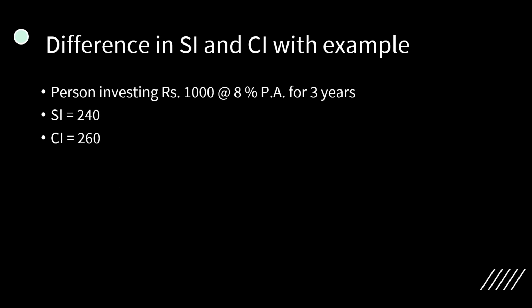If we do some examples, here I had quoted an example that a person invests rupees 1000 at the rate of 8% per annum for 3 years. So after the 3 years, if the interest is calculated on simple interest, the person will get 240 rupees as interest. But if such interest is calculated on a compounded basis, then for the first year the person will earn 8% on 1000 rupees, but for the second year the interest will be calculated on 1080 rupees into 8%. Now for the third year, the interest will be calculated on the amount of the second year into 8%.